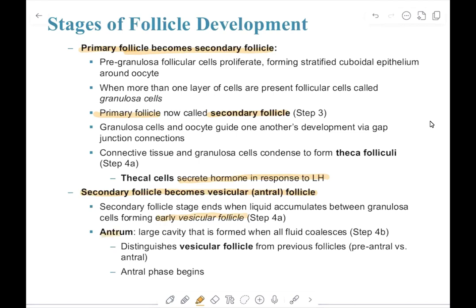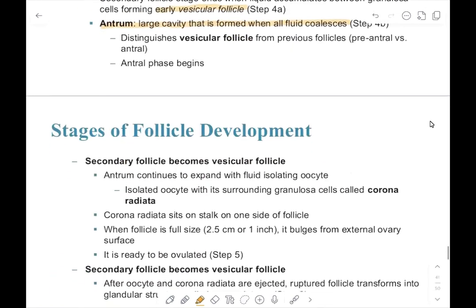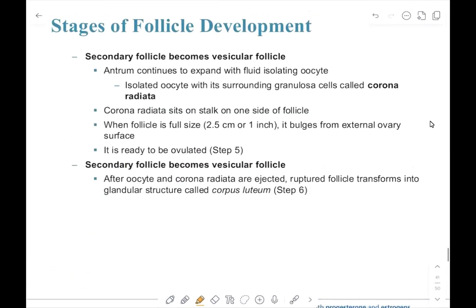So the antrum is a large cavity that is formed when all the fluid coalesces and the antral phase begins. The secondary follicle then officially becomes the vesicular follicle. The isolated oocyte has cells called the corona radiata, the radiating crown, and it's ready to be ovulated. Now it's a secondary oocyte, and what remains after that is called the corpus luteum, which is what's going to produce those important hormones that are going to help to sustain that early on developing embryo.